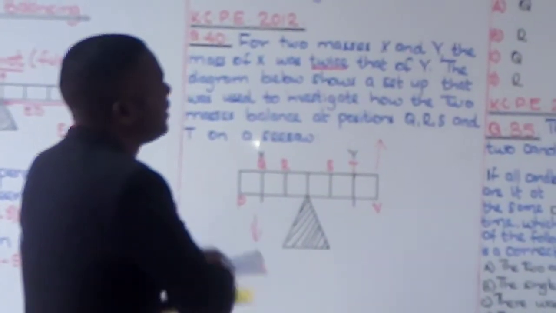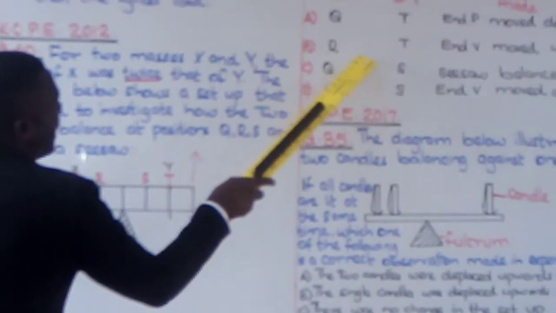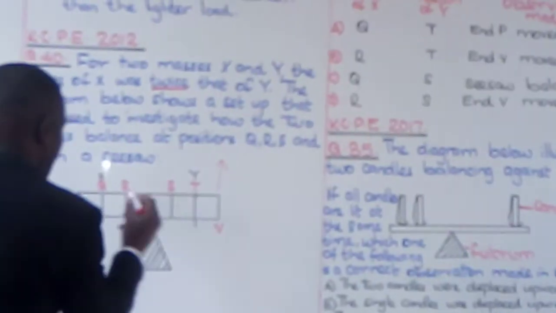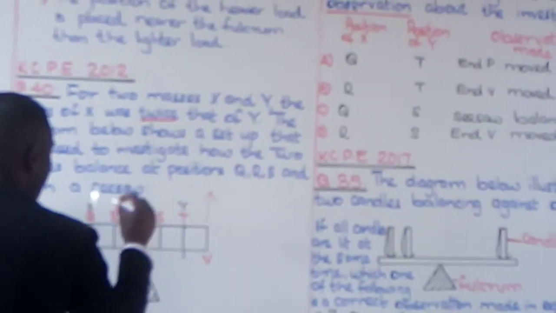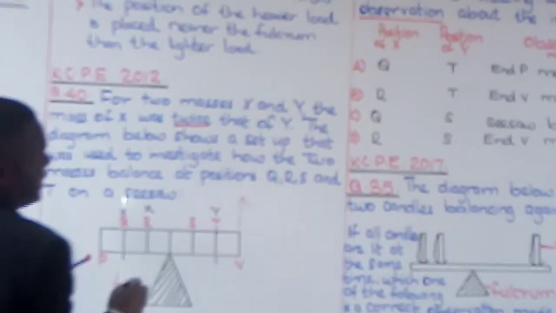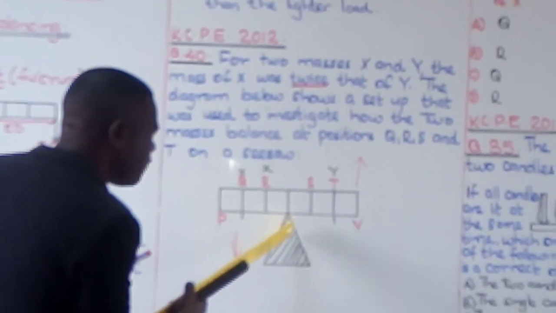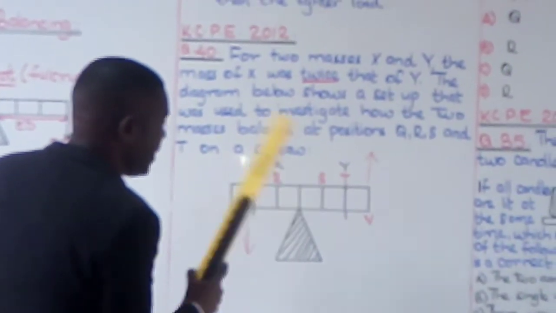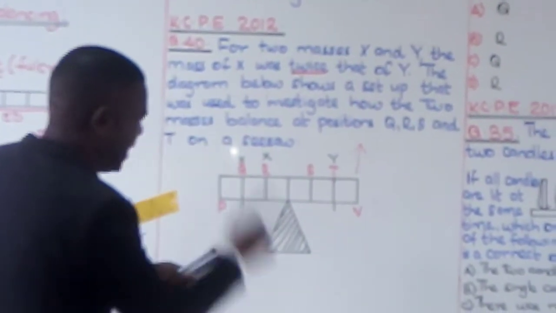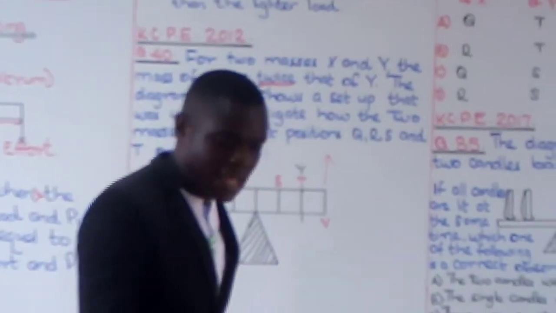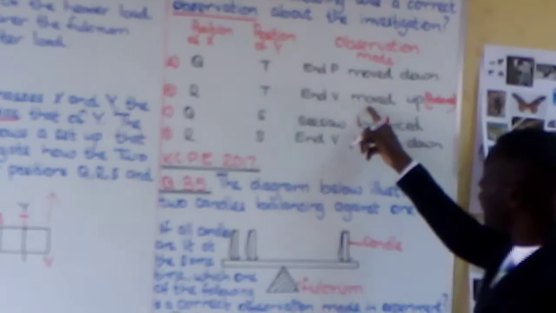Let's look at, if we place X at R and Y at T. Y remains at T. Now, X is heavier, has moved closer to the fulcrum than Y. That is obvious. They will balance. Let's analyze that. Here, balancing must take place. They must balance. So this is wrong. Moving up, that is wrong.